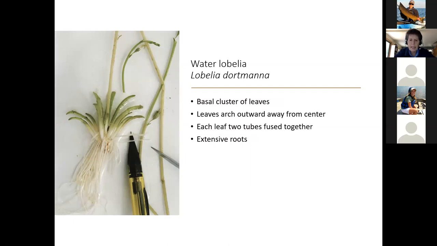It's got these basal clusters of leaves, and the leaves arch away from each other so that there's a little bouquet of them down there on the bottom of the lake. Each leaf is actually two tubes fused together. So if you use your thumbnail and just snip off one of those leaves, you can see that there are two tubes fused right next to each other, kind of like a double-barreled shotgun. And these are quite leathery almost. And this plant has extensive roots, and it will take up pretty much all of its carbon, not to mention its nutrients, from the roots. So that's unusual in that this plant takes up its carbon from the roots.